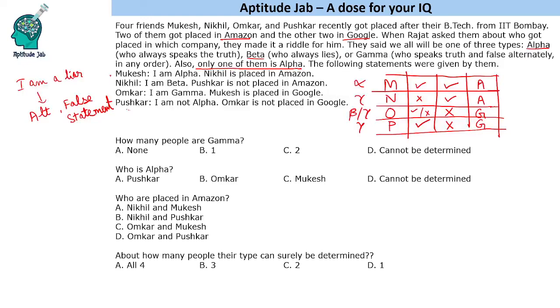So they are one of these categories, but not necessarily that there has to be at least one beta, right? So there can be multiple gamma also, but alpha is one, that is given. So how many people are gamma, we cannot determine, it can be two or three people. Who is alpha? That we can easily determine, it is Mukesh. Placed in Amazon, we have Nikhil and Mukesh. And the last question is about how many people's type can surely be determined. We can determine the type for three of the people, but not Omkar.